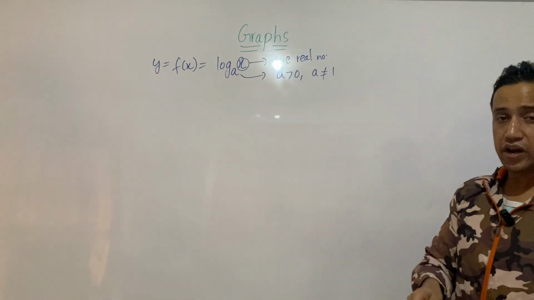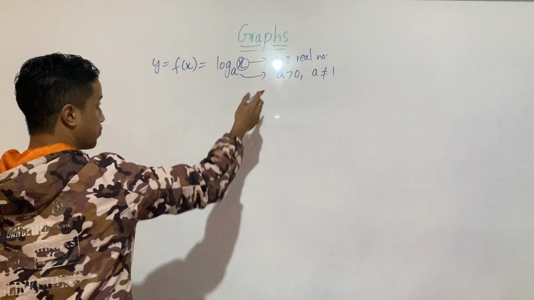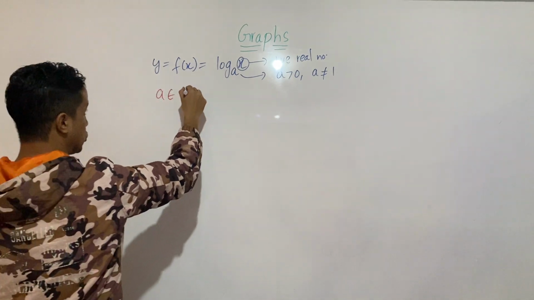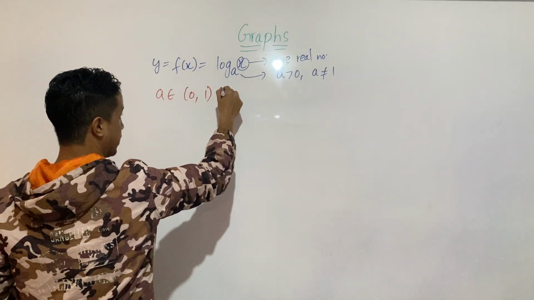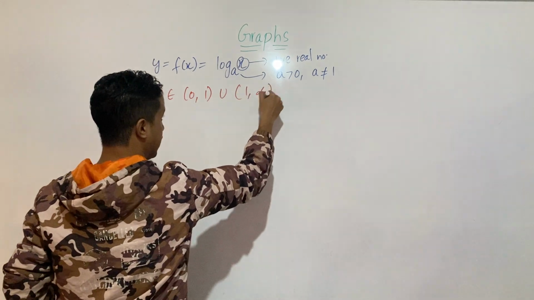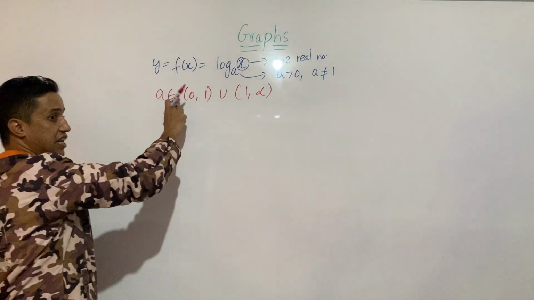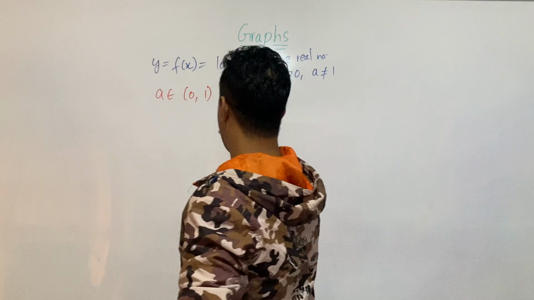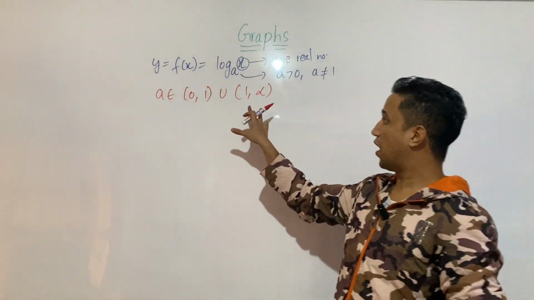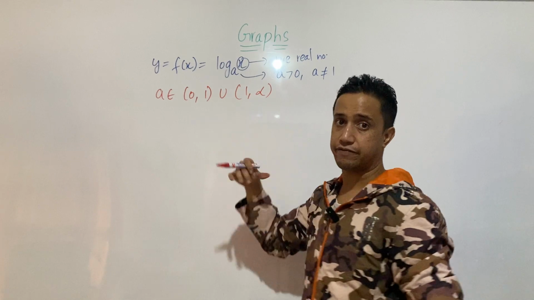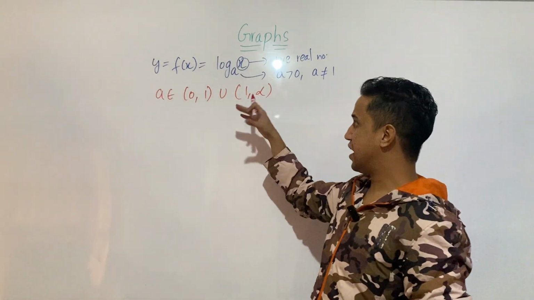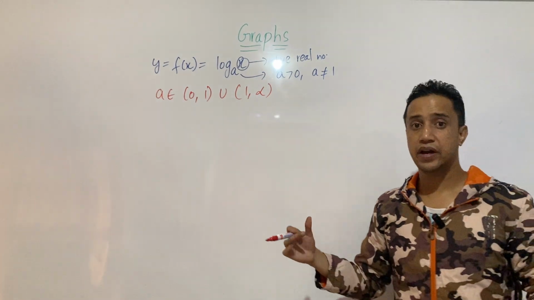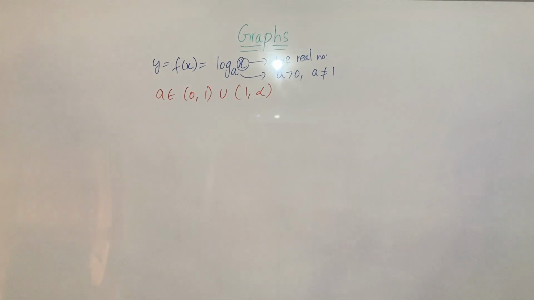Or in other words, I can say that this a belongs to the open interval 0 to 1, union the open interval 1 to infinity. It means it can take any value between 0 and 1, but not 0 and 1. And the union, it can take any value from 1 to infinity, but not 1 and infinity. Because a should not be equal to 1 as per the definition, and infinity is not a number, it's just an idea.